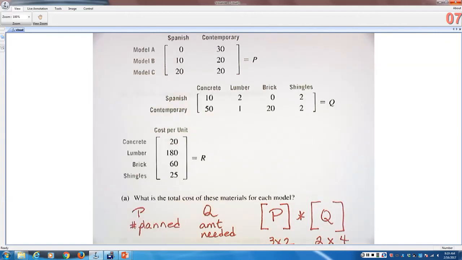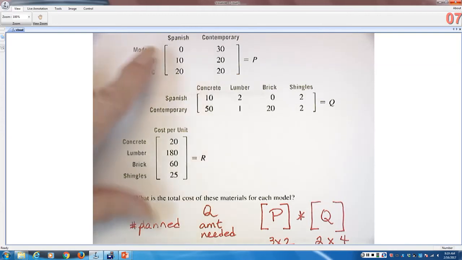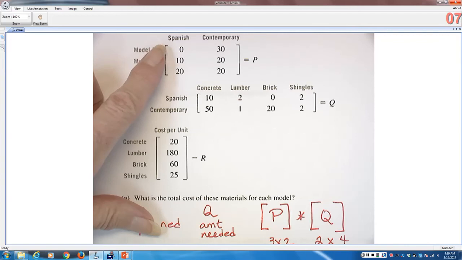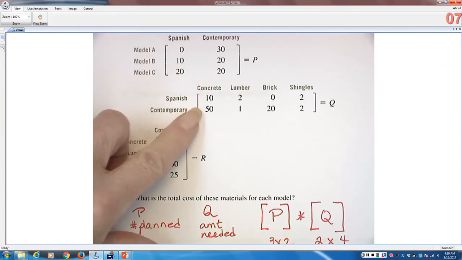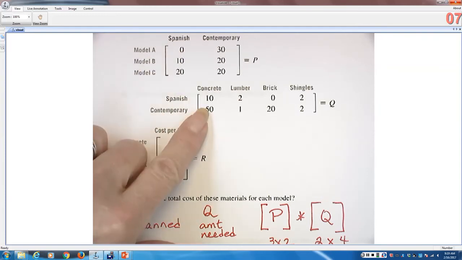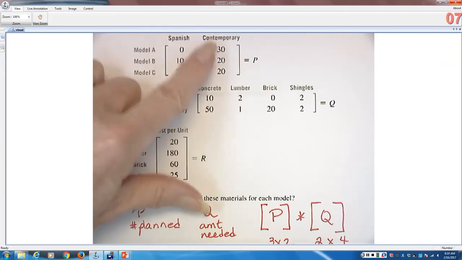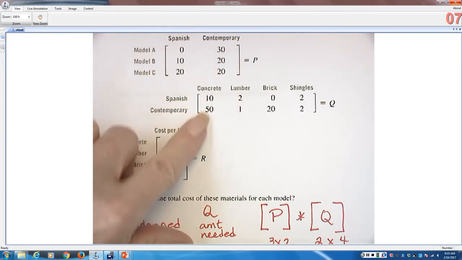Those have to match. And matching them does make sense, because that tells us that when we multiply the rows of P times the columns of Q, we have, in concrete, no concrete needed for a Spanish Model A, but 30 times 50 or 1,500 needed for a contemporary. Okay? So that multiplication makes sense.